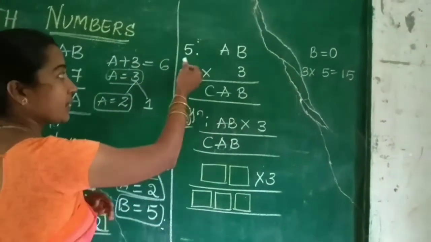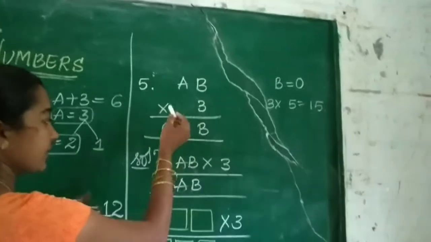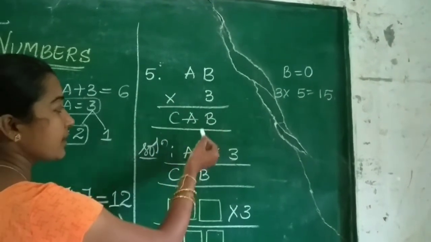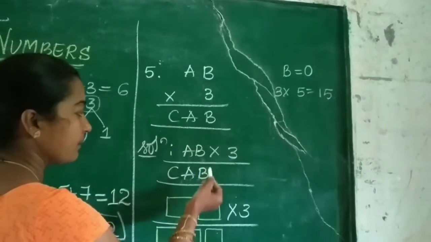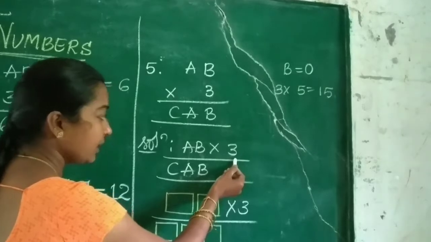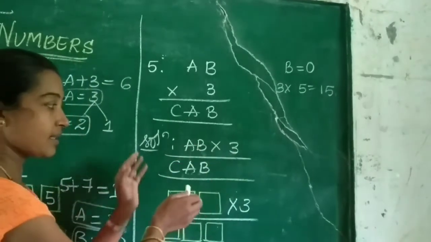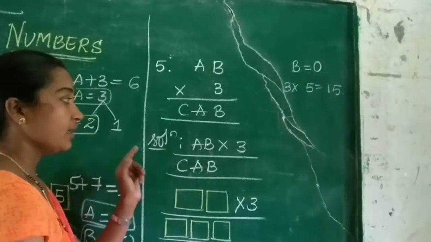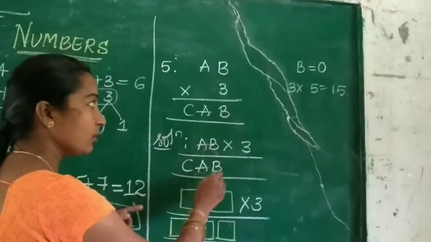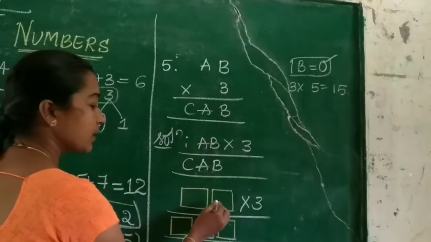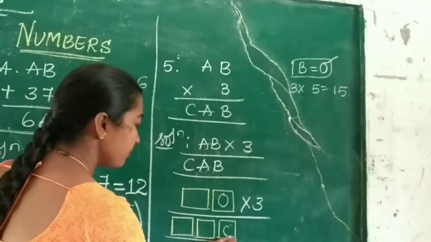Next, now come to your fifth problem. See children here, this is a multiplication problem. AB multiplied with 3 gives the number CAB. Look at children here, the number multiplied with 3 gives a number that takes the same value in the unit place of our product. Now let us guess here, the value of B is 0. Put 0 in place of B.